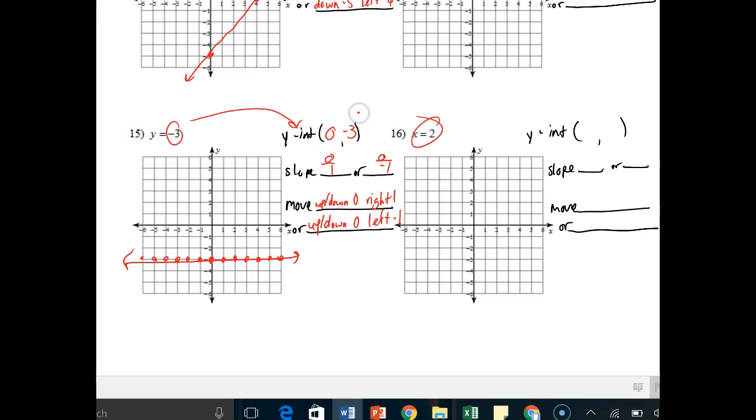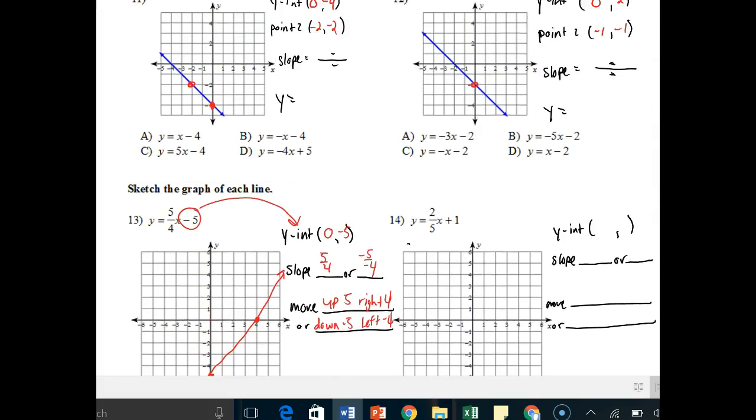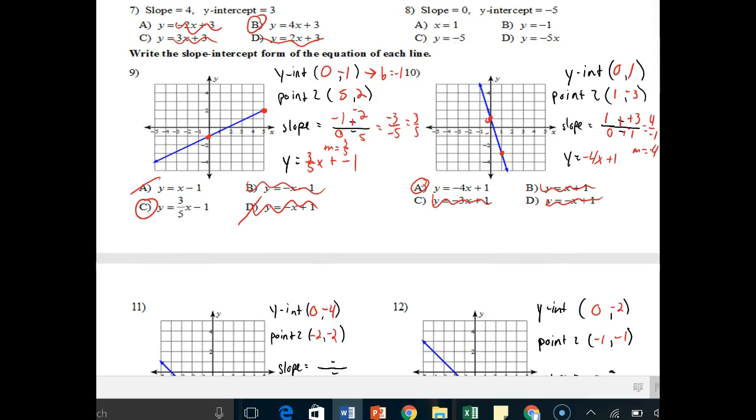X equals is a special case. Just imagine x equals 2. Start your point right there. Remember, it's a special case. Does it have a y-intercept? Interesting question. Everything else you're responsible for, so call me if you have questions.